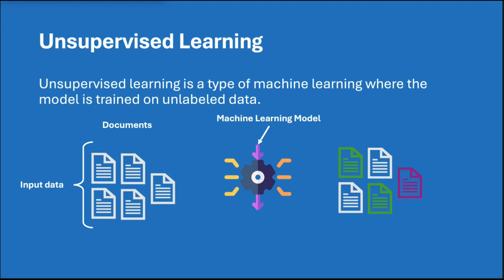Unsupervised learning is a method in machine learning where the model is trained on data that isn't labeled. This means we don't provide the correct answer to the model. Instead, the model tries to find patterns and structure in the data on its own.